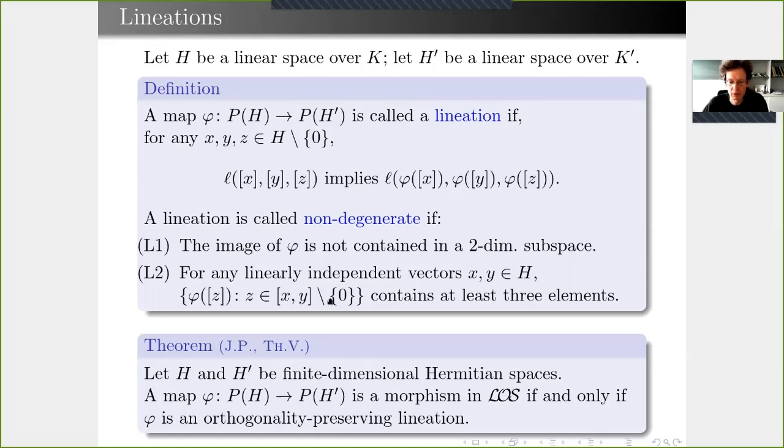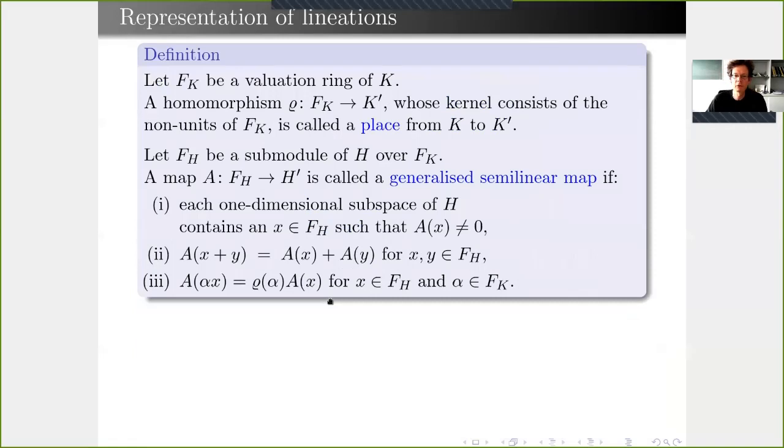So the morphisms in our category of linear orthogonality spaces are exactly the orthogonality preserving lineations. Our question now is, how can we represent, how can we describe the orthogonality preserving lineations? And here the situation is quite complicated. Namely, lineations are not described by semilinear maps, but by what are called generalized semilinear maps. For reasons of time, I'll skip the details and just mention that we no longer deal with homomorphisms between the associated fields, the scalar fields, but with what is called a place.